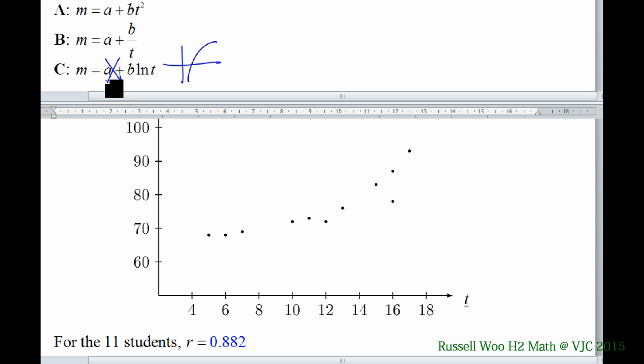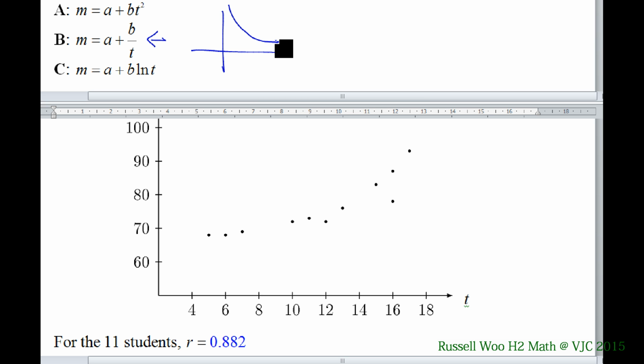Okay? What about a reciprocal? Let's look at B. Let's look at B now. Reciprocal means it is like that. As t increases, correct? m should decrease. Also clear cut, cannot be used. So it must be a quadratic. Because quadratic, if B is positive, A is like that.